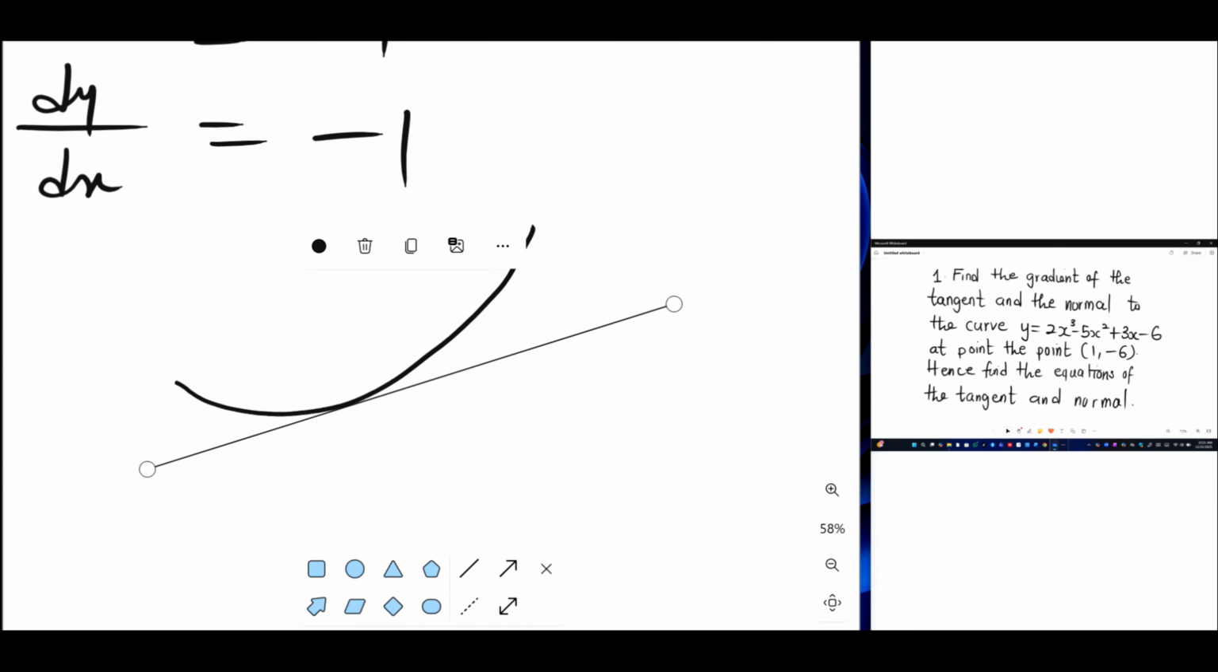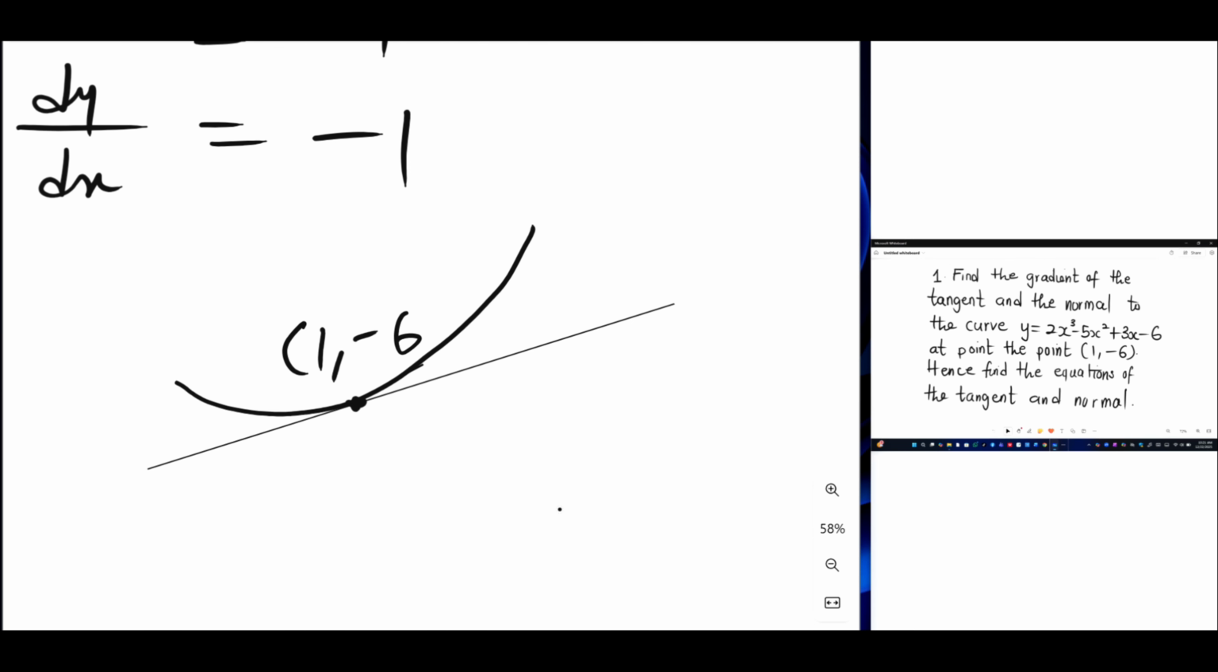And you have a tangent to the curve. Okay, so let's look at this one carefully. So we have a tangent to the curve at this particular point. So the assumption is that this is the point with coordinate 1 and -6.